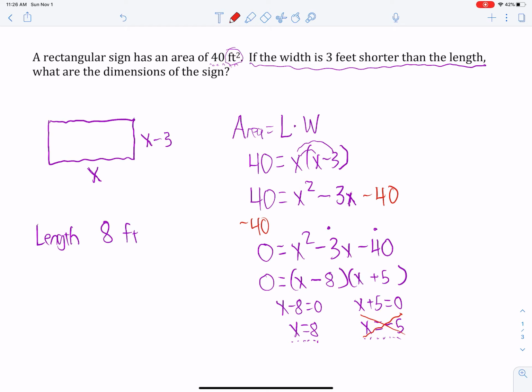Now we're not done yet. The problem doesn't say find the length. When it says find the dimensions, that means we need to know what the length and the width are. Well, if our length is x, and that was 8, our width is x minus 3, we subtract 3 from 8, and we get that the width would be 5 feet.